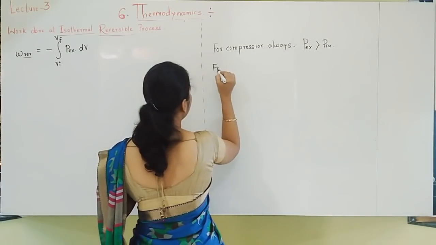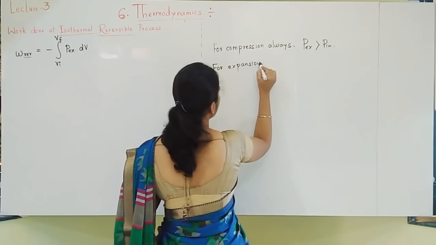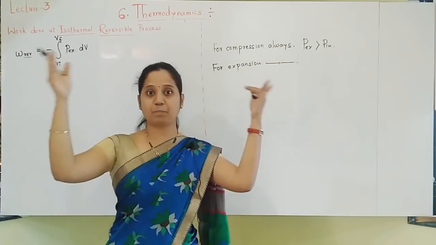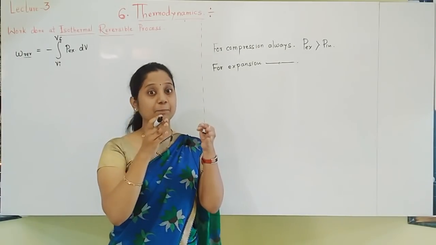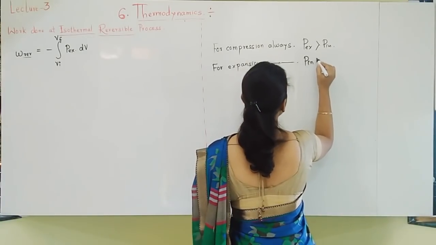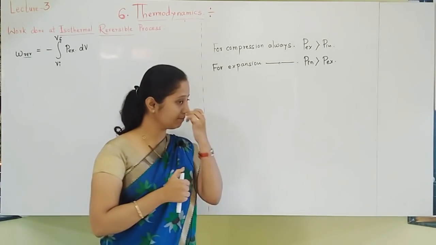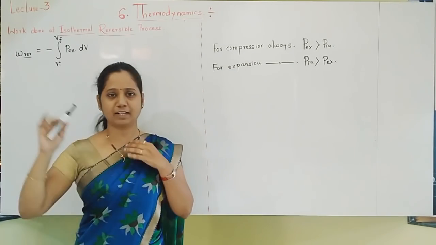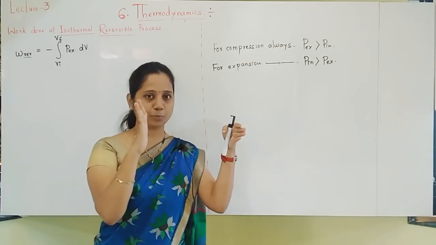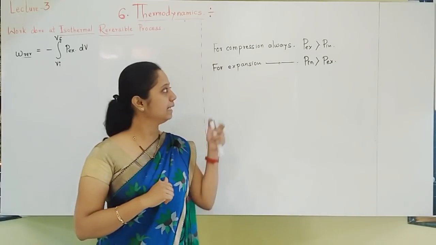But for expansion of gas, the gas should expand, which means inside pressure should be more than outside pressure. So P internal should be greater than P external. Always remember this one thing. It is not related to this, but commonly you should know this. For compression, outside pressure should be high. For expansion, inside pressure should be high. Then only expansion can take place.